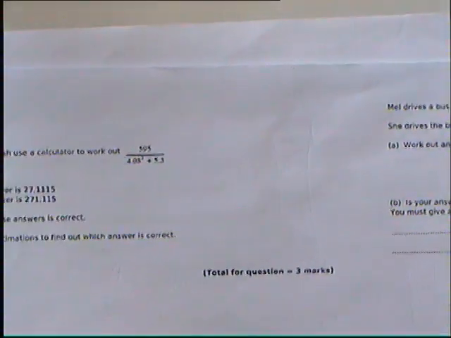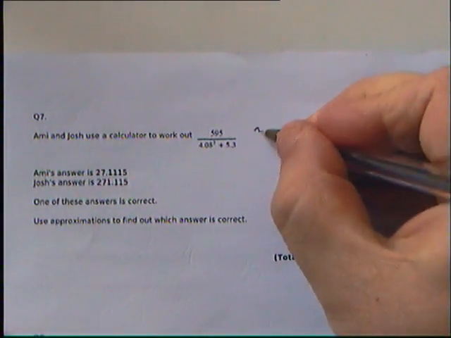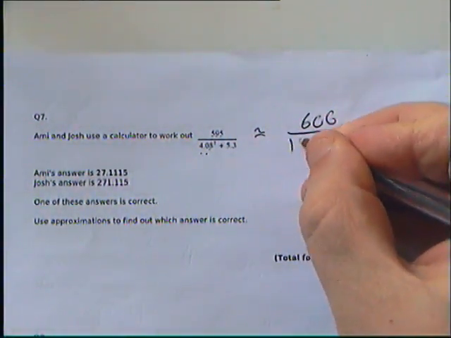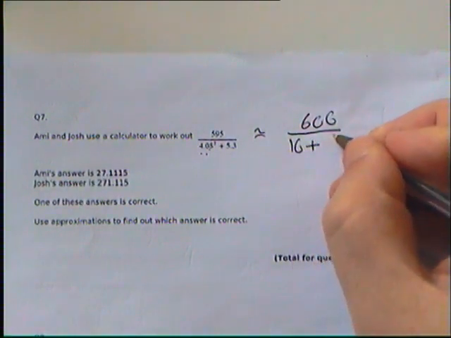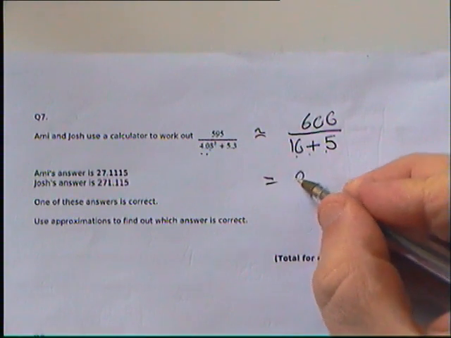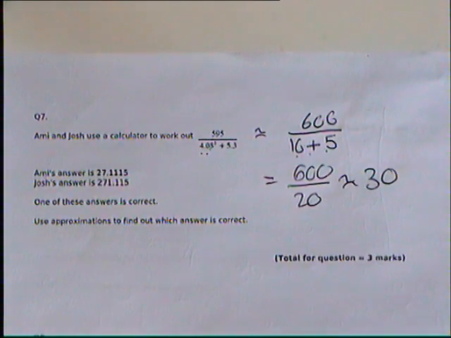So, question 7. Right, so let's have a go at this. Pause the video, have a go yourselves. Okay, so basically he wants us to round it. So that's about 600 divided by, well, that's about 4 squared, which is 16. Add about 5. So I'm going to round the bottom now, because 16 add 5 is about 21. So I'm going to say that's about 600 divided by 20, which gives me a number around about 30-ish.